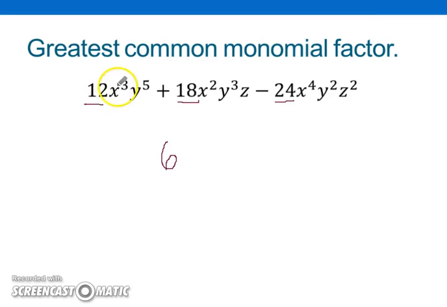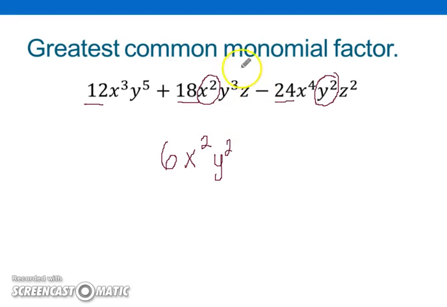Now looking at our variables, I've got an x cubed, an x squared, and an x to the 4th. All three terms have an x term. And the smallest of those is this x squared, so they all share at least an x squared. So that's part of my monomial factor. Looking at our y's, we have y to the 5th, y cubed, and y squared. So all three terms have a y value. The most that they all share in common is this y squared.